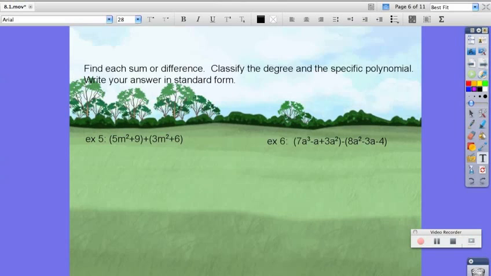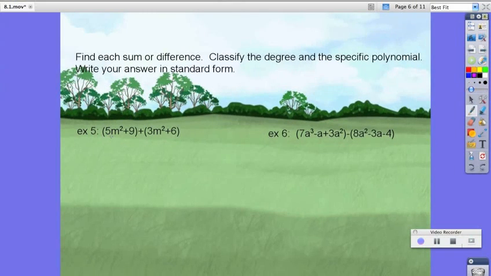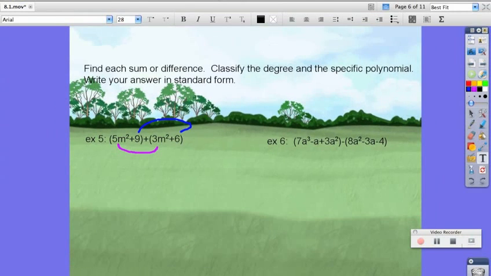Find each sum or difference. Classify the degree and the specific polynomial. Write your answer in standard form. So we combine like terms. With m squared, we can combine like terms, and the 9 and the 6, we can combine them. So 5m squared plus 3m squared is 8m squared, plus 9 plus 6, 15.